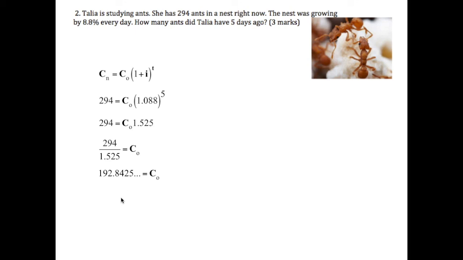So the 8 tells the 2 to round up to a 3. 193 ants. Talia had 193 ants 5 days ago. And that's it for question number 2.